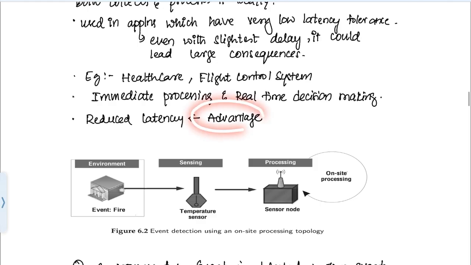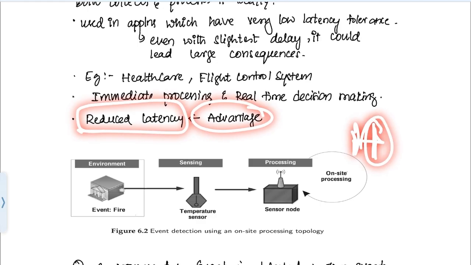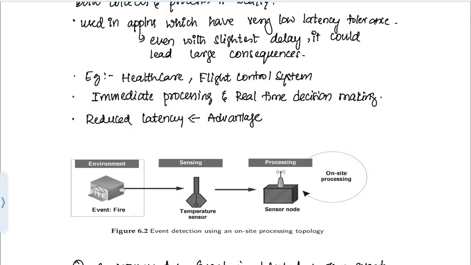So here the advantage is reduced latency. That is, once it is sensed, at the same time it is processed, and we get the processed data then and there. So latency is reduced here, minimum latency.